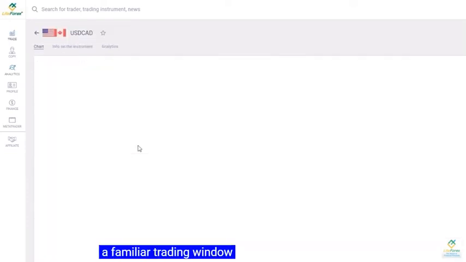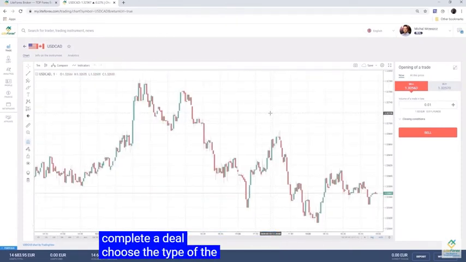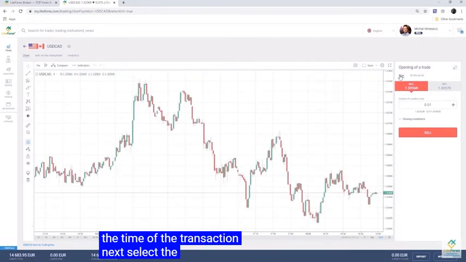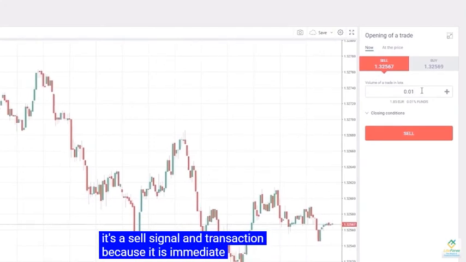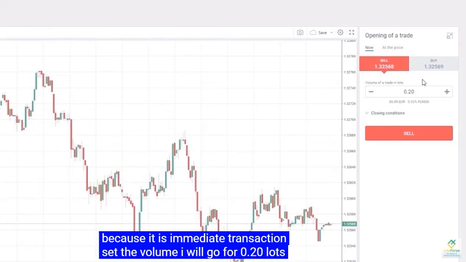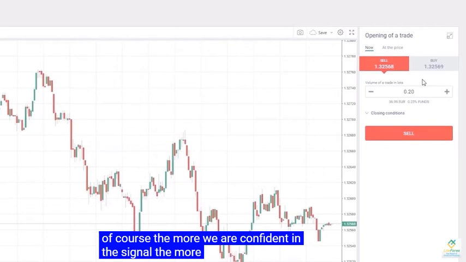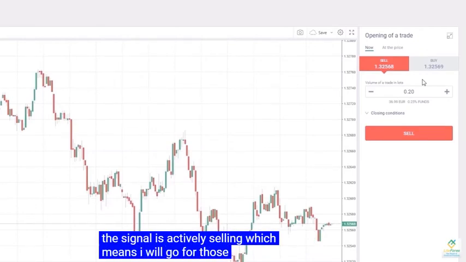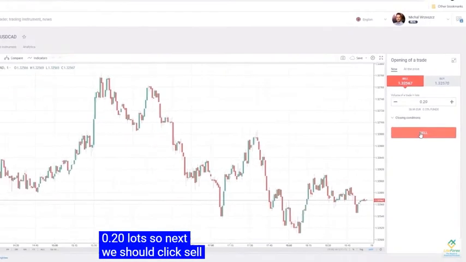A familiar trading window for this pair will open, in which we will need to complete a deal. Choose the type of the transaction and the time of the transaction. Next, select the type of sale because it's a sell signal, and transaction because it is an immediate transaction. Set the volume. I will go for 0.20 lots for this trade. Of course, the more we are confident in the signal, the more we can spend on our deal. The signal is actively selling, which means I will go for those 0.20 lots. So next, we should click the sell button.